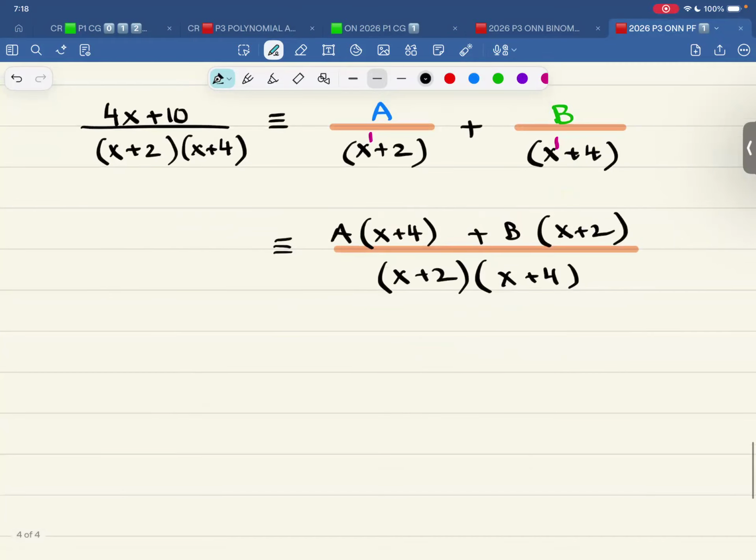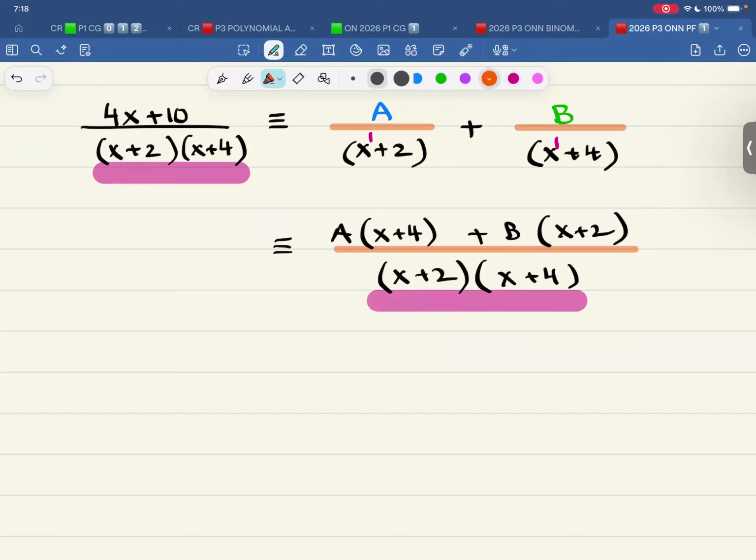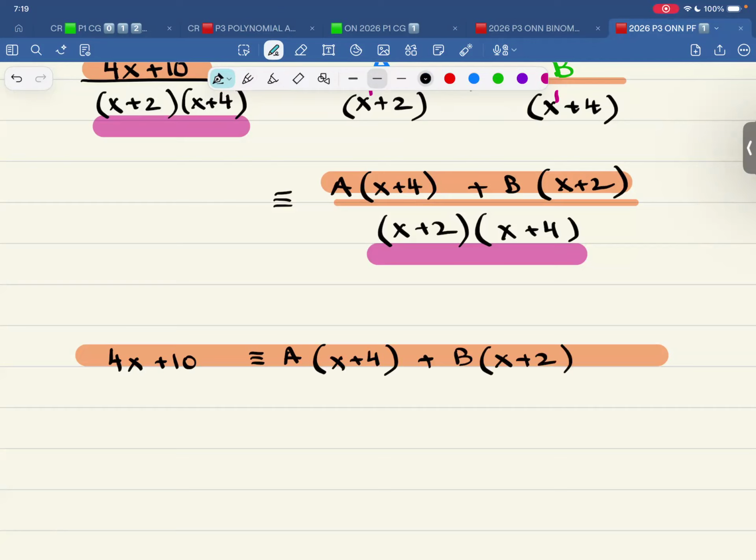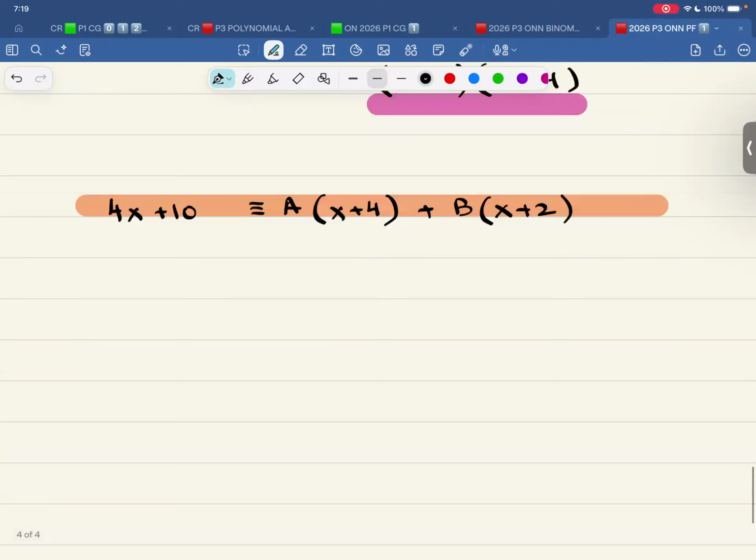Now both fractions are identical. If both fractions are identical, the denominator already equals the denominator. Therefore, this numerator should equal this numerator. And now let's focus on the numerator. So therefore, 4x plus 10 is identical to a constant times the first factor plus another constant times the other factor. There are different ways of solving it. Let's use the concept of identity.